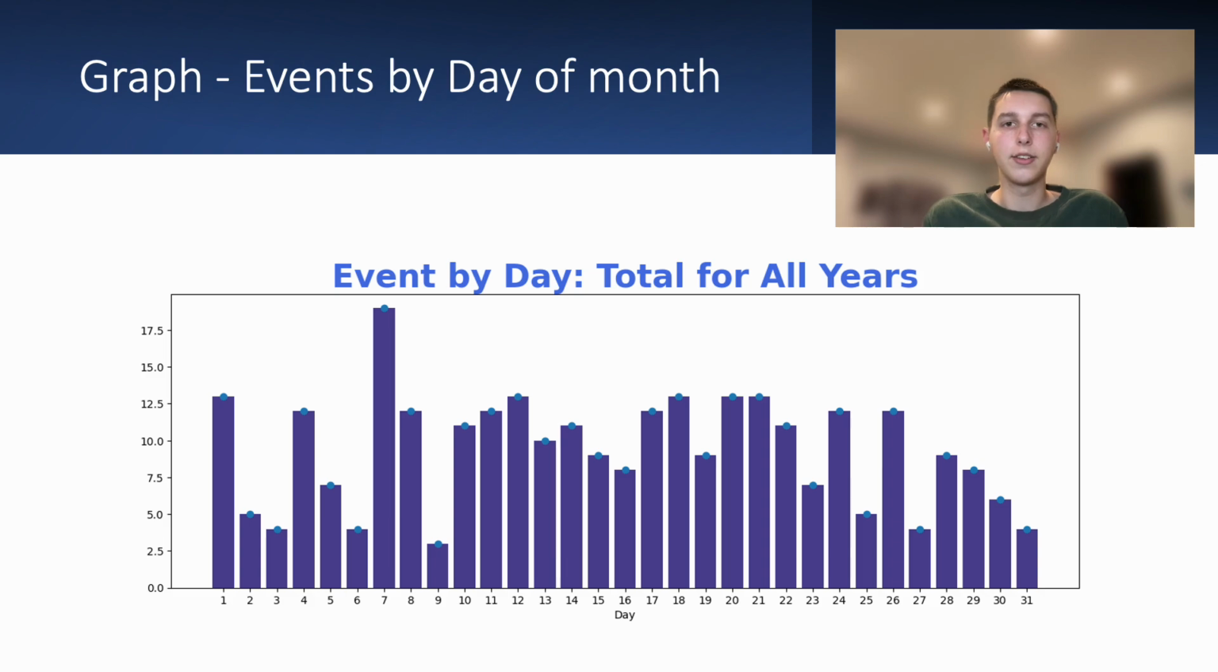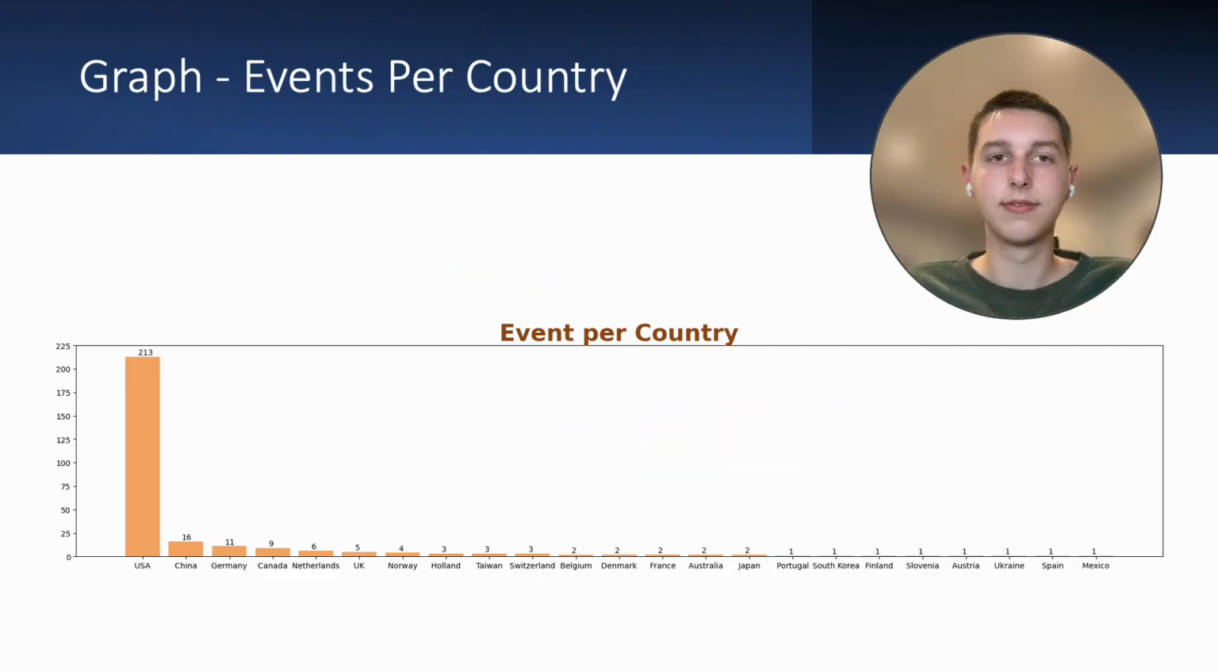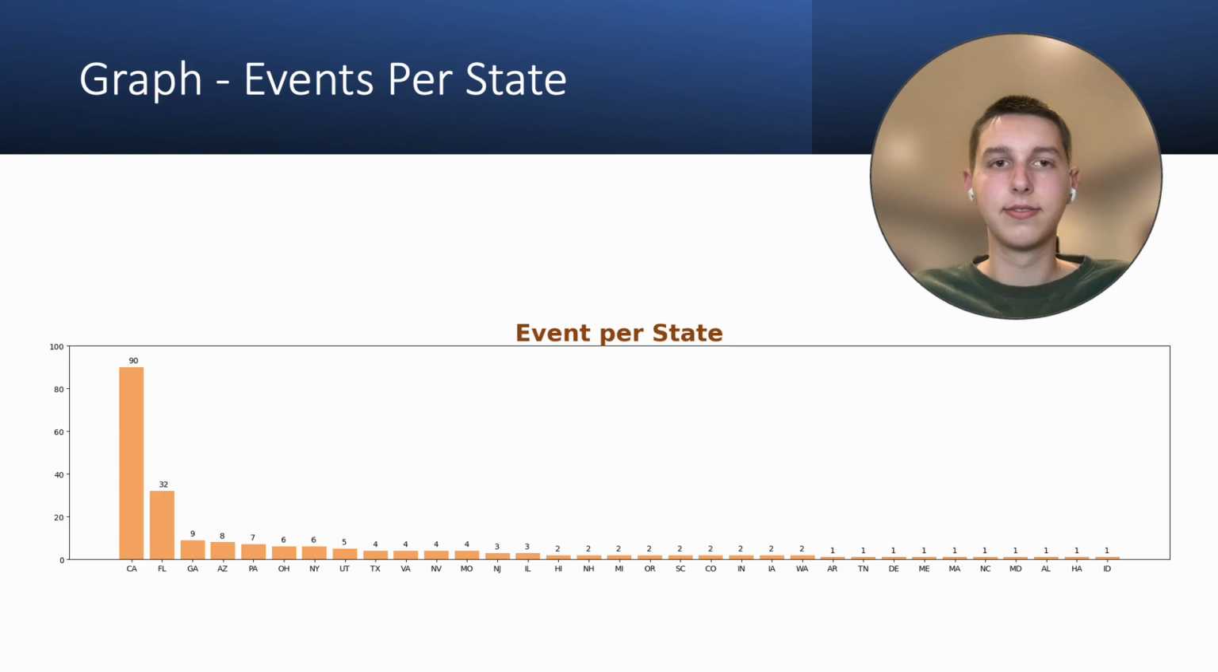This graph shows accidents by the day of the month. As you can see, there doesn't seem to be a significant pattern, meaning accidents are fairly evenly distributed throughout the month. Next, I looked at the geographic distribution of accidents. Looking at a global scale, we can see that the United States has the highest number of Tesla-related accidents, followed by China and Germany. This aligns with the global presence of Tesla and its adoption in these countries.